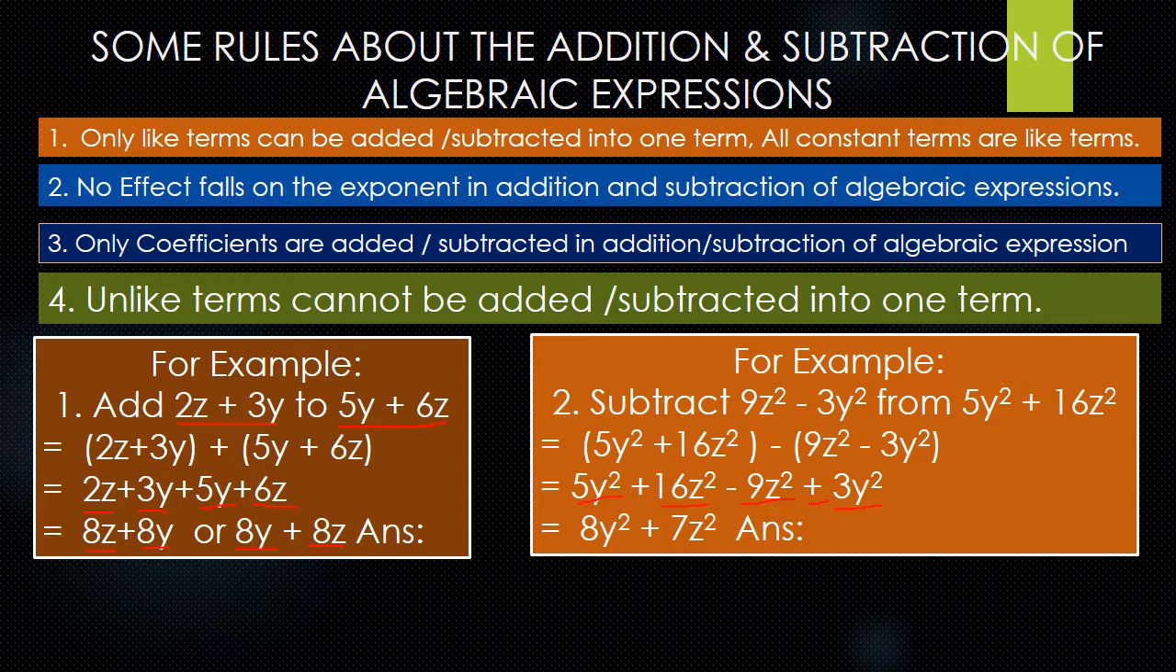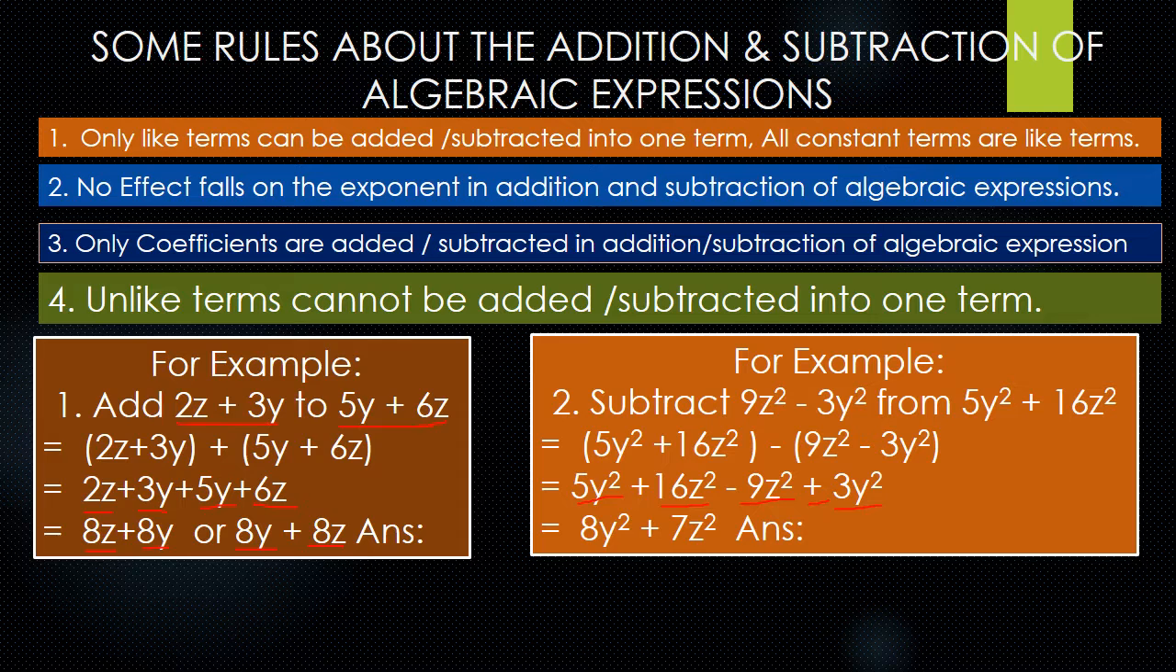I have described some rules about the addition and subtraction of algebraic expressions. These rules are very essential for adding and subtracting algebraic expressions. So coming to the rules, the first rule is: only like terms can be added or subtracted into one term. All constant terms are like terms. So like terms can be added or subtracted. Unlike terms cannot be added or subtracted into one term.